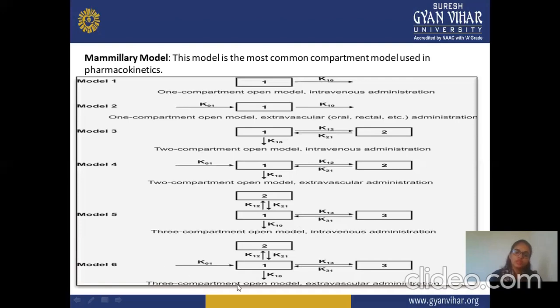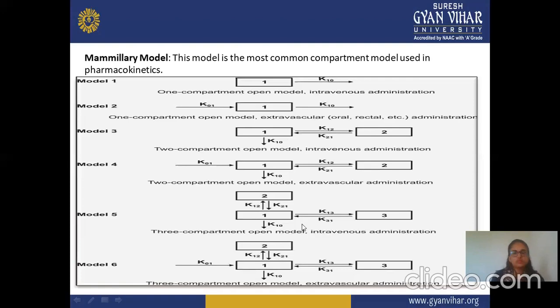Next is model number 6, that is the three compartmental open model for extravascular administration. This also has three compartments, 1, 2, and 3. And this is administered by the extravascular route, not by the intravenous route. In this also, the drug goes from one compartment to another compartment, and this is also a reversible process. Here it goes 1 to 2, and coming back, 2 to 1. And for the third compartment, K13, and coming back is K31. And this is the absorption rate, because the drug is going by the extravascular route, or a route other than intravascular.